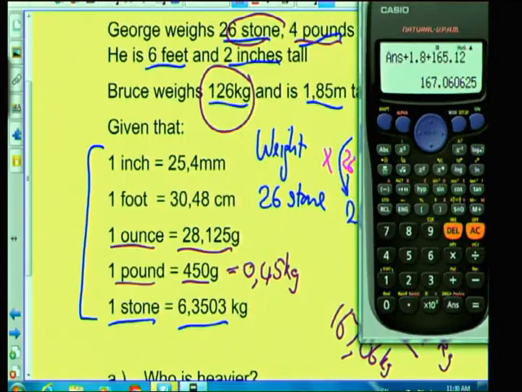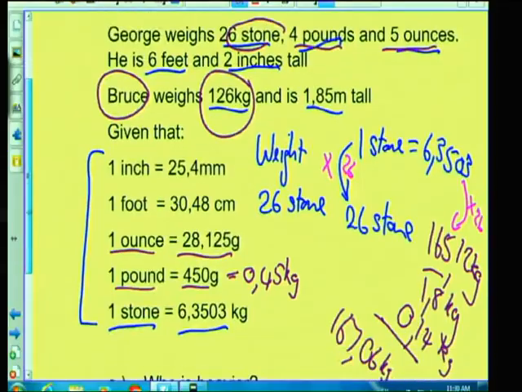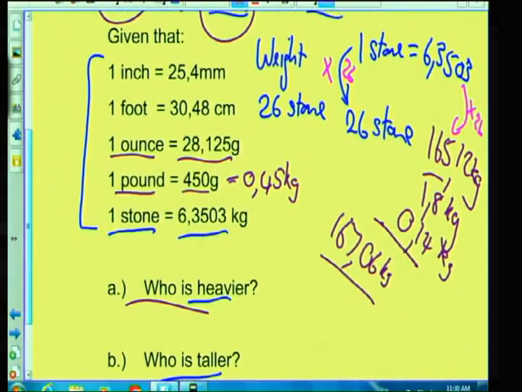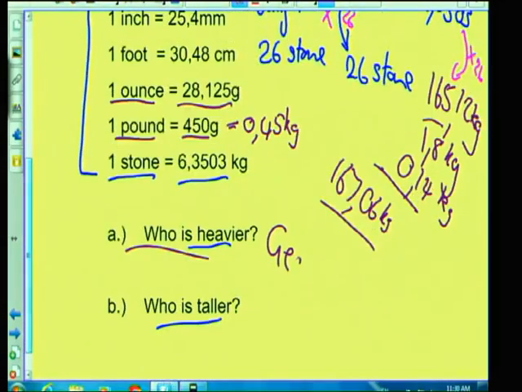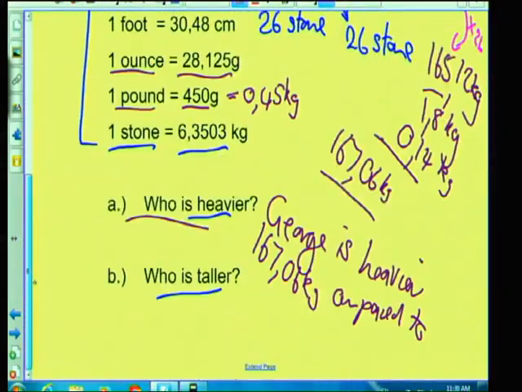Once you've done that calculation, what you must do is answer the question. The question didn't say, find the mass of George. It said, who's heavier? Is it George or is it Bruce? Bruce was 126. George is 167. So clearly, George is heavier because his total mass is 167.06 kilograms compared to 126. Quite a big difference in mass.